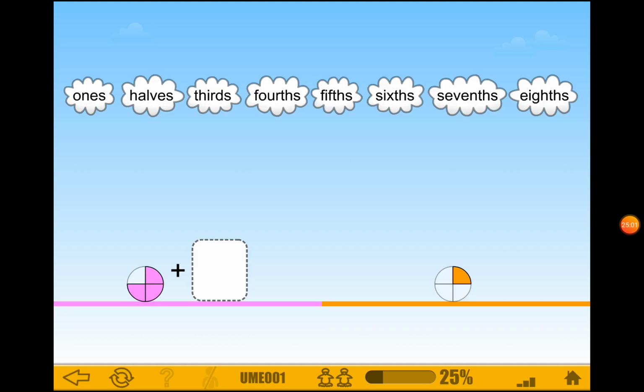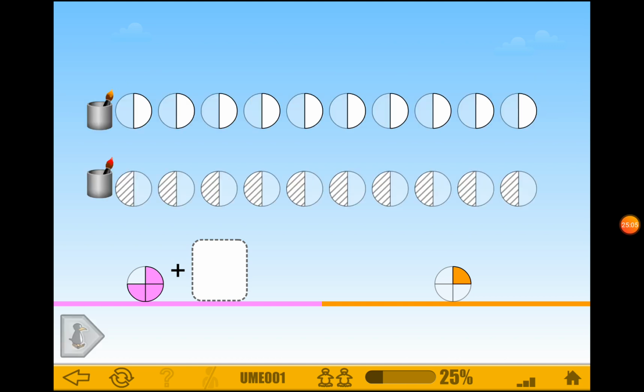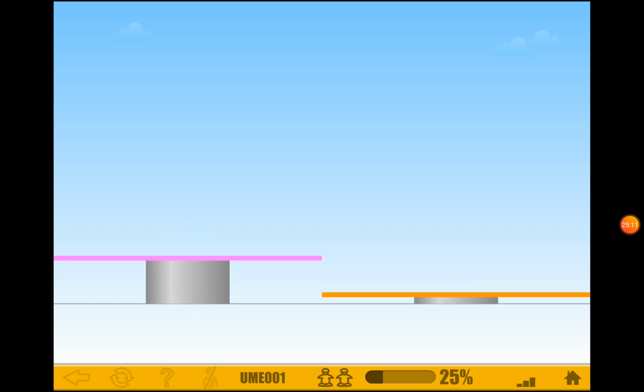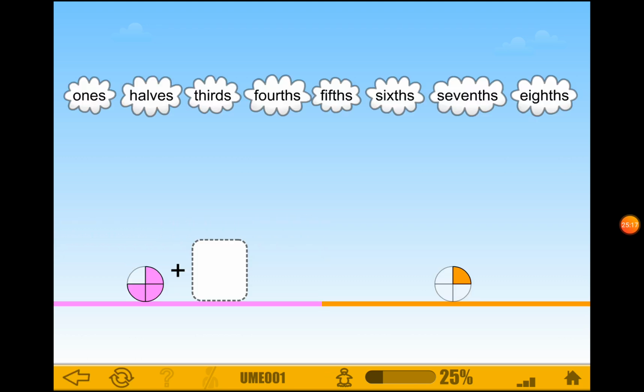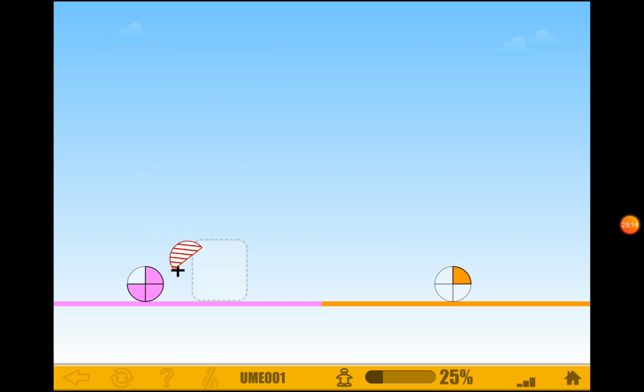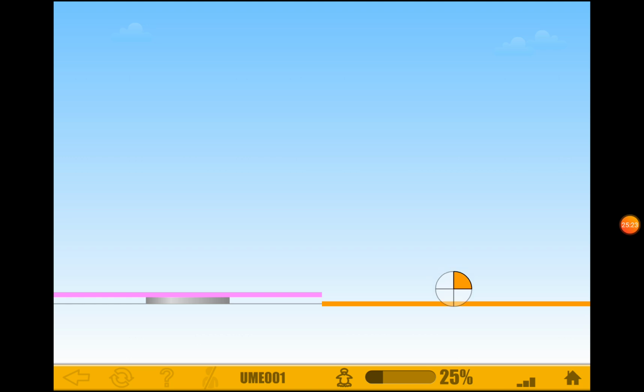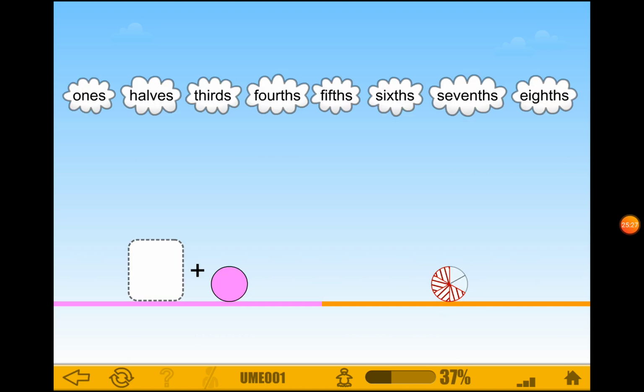3/4 minus 1/4 equals 1/2. Oops, wrong one. That was a fail. Well, what I meant to be was negative half. That's what I meant to put on. There you go. That should be your answer. And, okay.